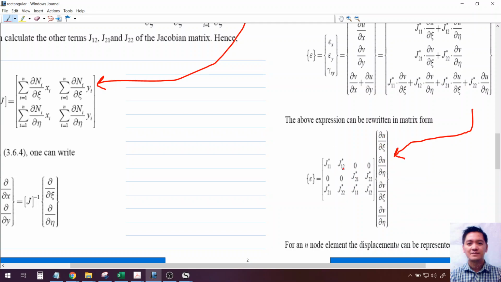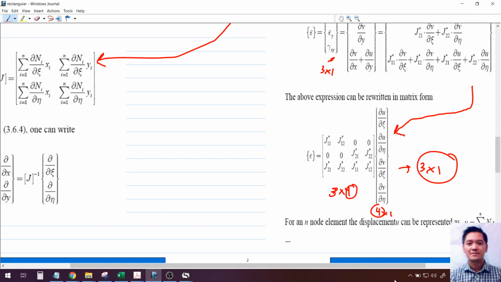To be consistent with our matrix here, this becomes 3 by 4. Okay? Recall natin, no? So this is 3 by 4, while this one is 4 by 1. So tama naman, no? Same size sila, therefore this becomes 3 by 1, which is this. No? This is 3 by 1. The strain vector. Okay?